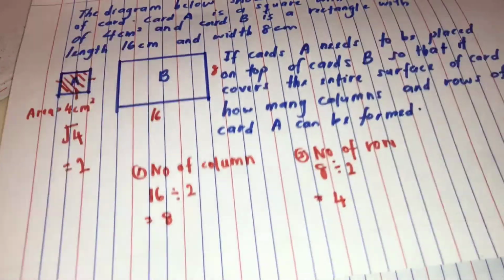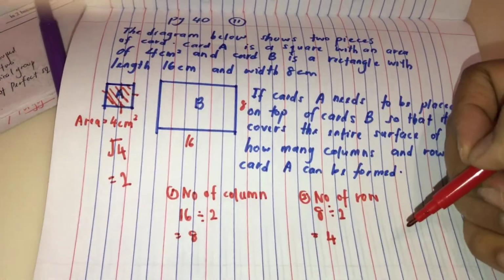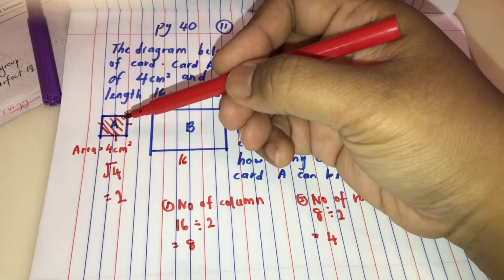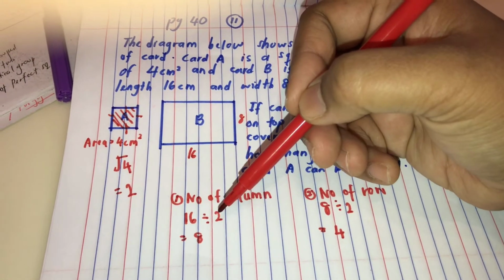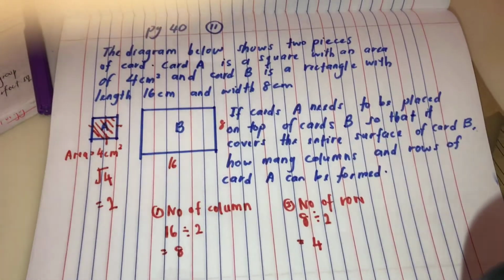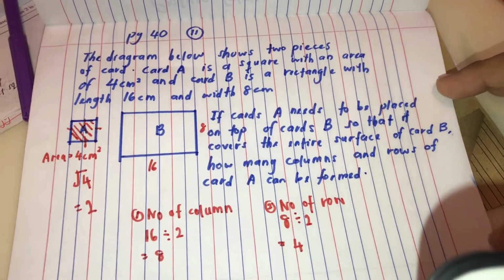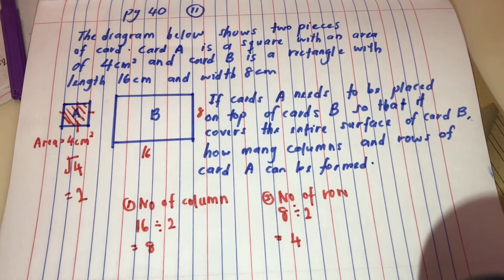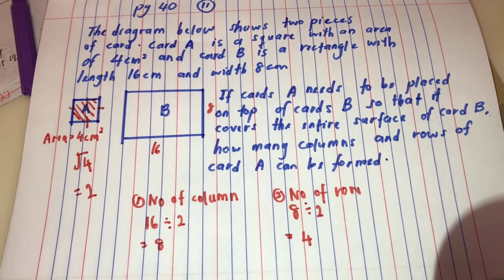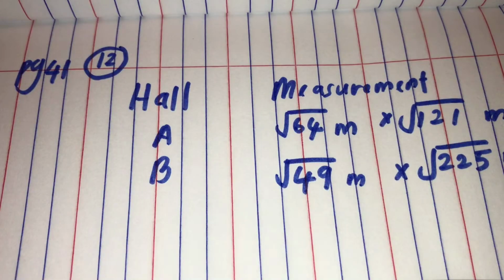Okay, but before you write the number of columns and the number of rows, you have to find the length of the card A, which is square root of 4 equals 2. Then you can divide by the length of the card A to get the columns and the rows. Okay, this is the answer for question 11, page 40. Okay, page 41, question 12, problem solving.